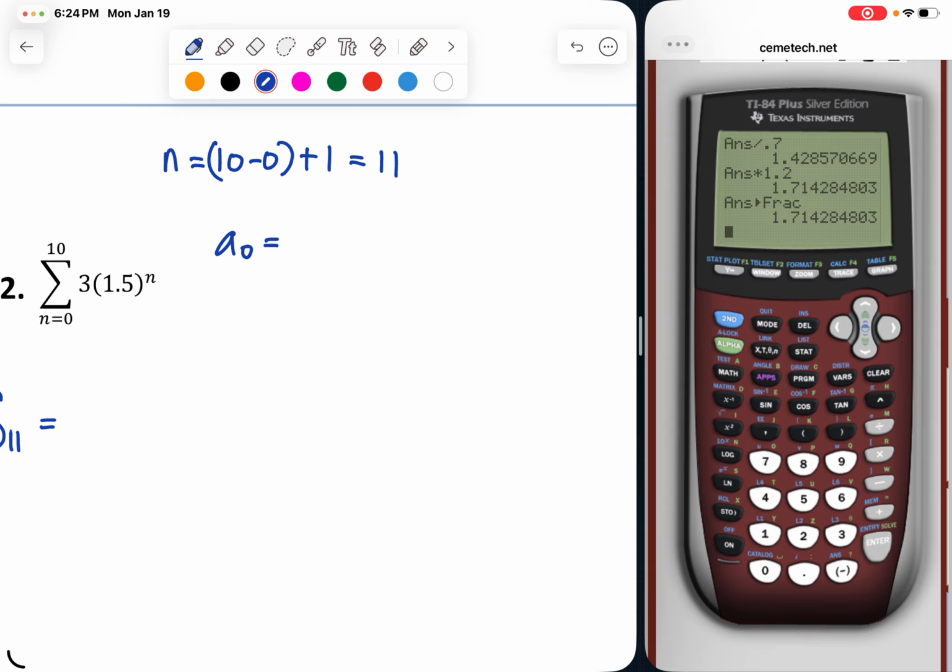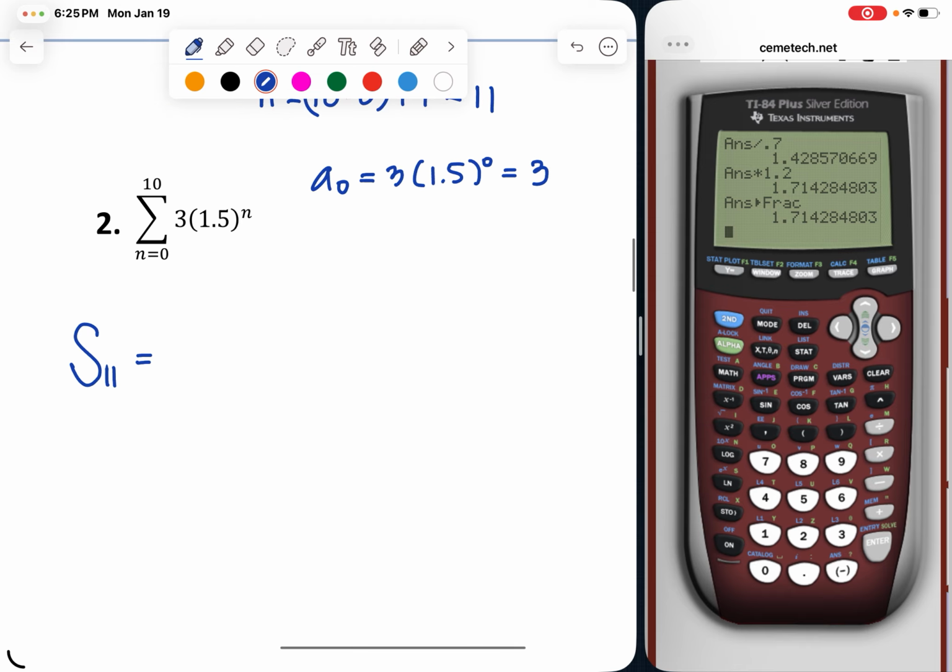Okay, a sub 0 is 3 times 1.5 to the 0 power, which is 3. And now I can start. My first term is my 0th term. It's not a sub 1. If this was 1, my first term would be a sub 1. So I have my first term, which is 3, times 1 minus my ratio, which is 1.5, to the 11th power, divided by 1 minus 1.5.